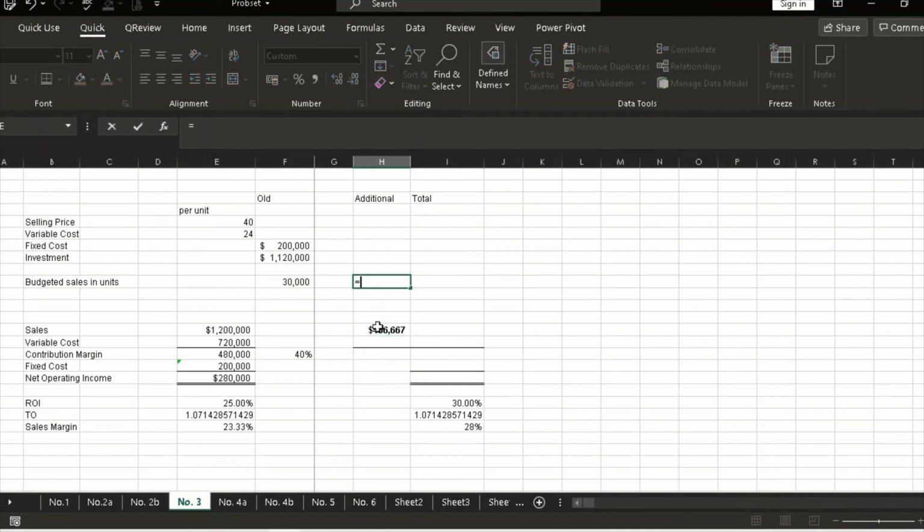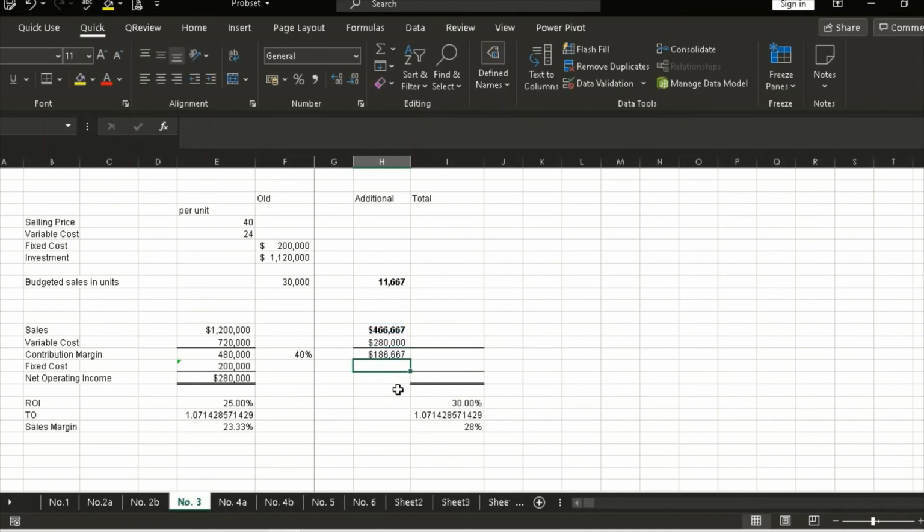We're just going to divide that by the selling price. By multiplying the variable cost per unit to the additional sales, we will get the total variable cost, and by deducting the total variable cost from the additional sales, we will get the additional contribution margin of 406,667.